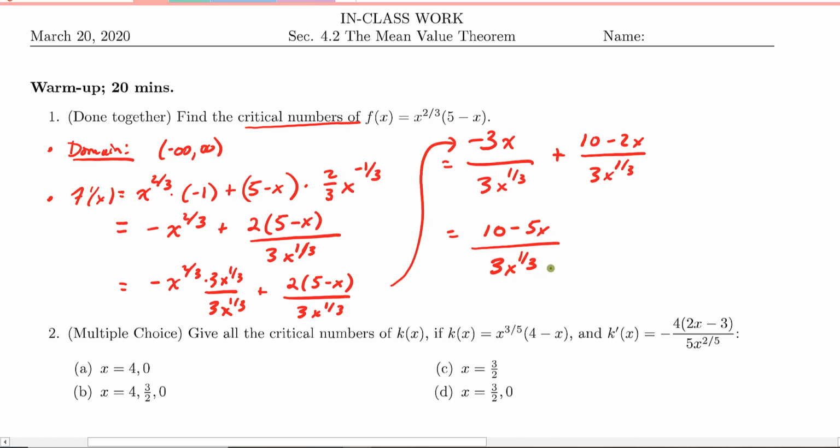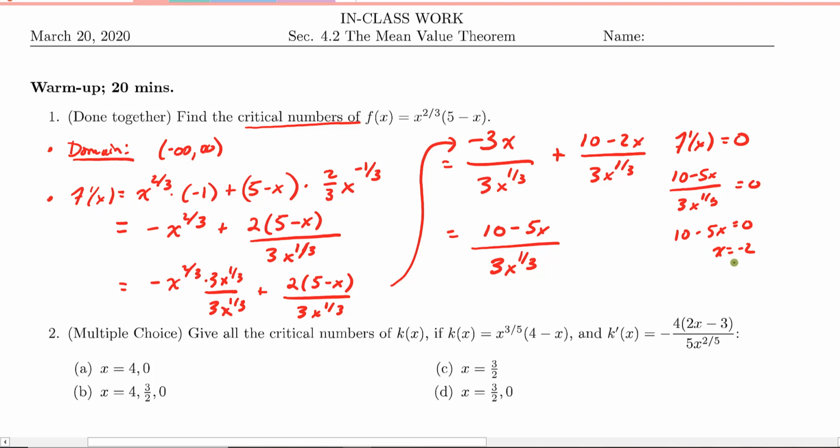But now that we've written it as a single fraction, it's easy to see where f prime of x equals 0. When is a fraction equal to 0? It's equal to 0 if its numerator is equal to 0. That is, I can just set the numerator of this equal to 0, and that happens when x is equal to negative 2. So that makes negative 2 a critical number of this function.